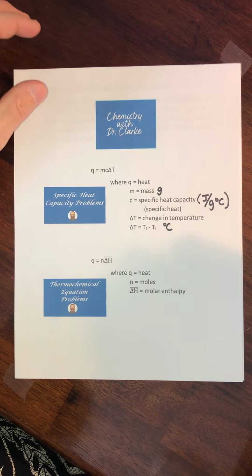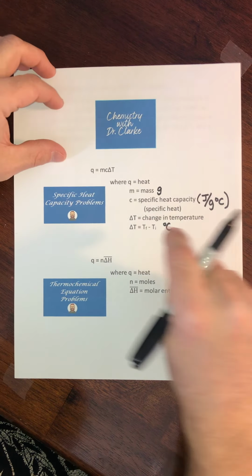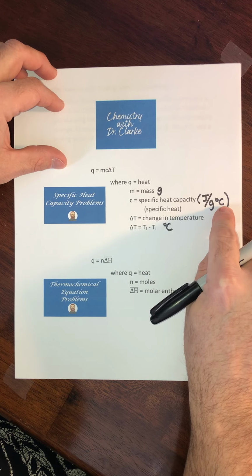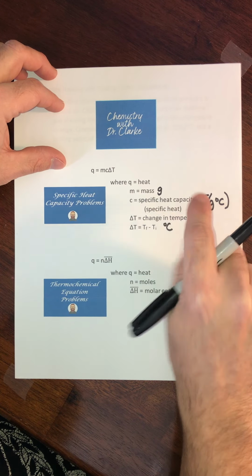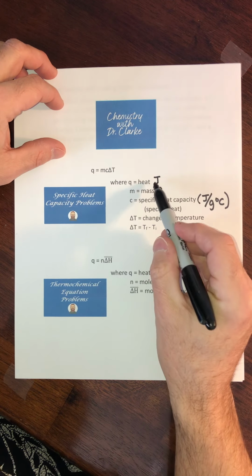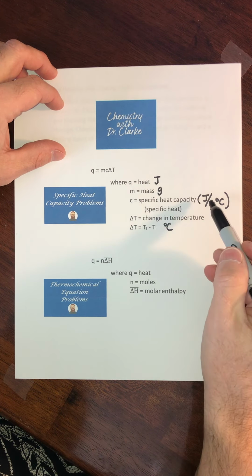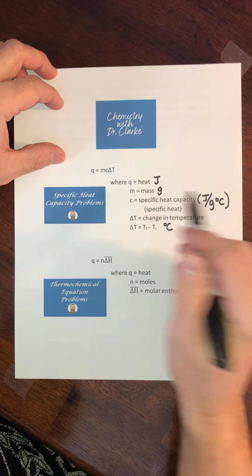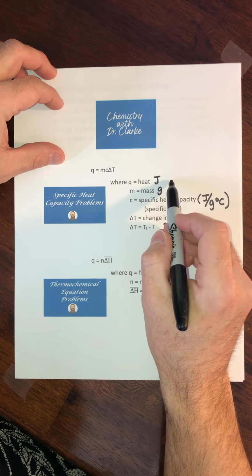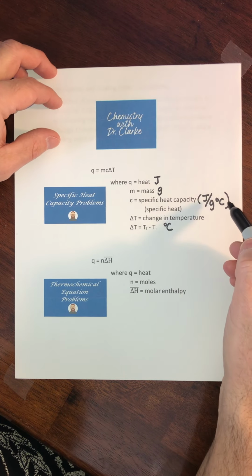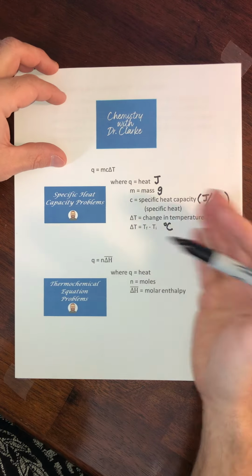The only one that really is variable is the heat. If we're going to go with this as our specific heat capacity unit, then the heat will have to be measured in joules. But the heat could be measured in kilojoules as long as this is in kilojoules per gram degrees Celsius. Your heat could be measured in calories as long as this is calories per gram degrees Celsius. It just has to be consistent within the formula.